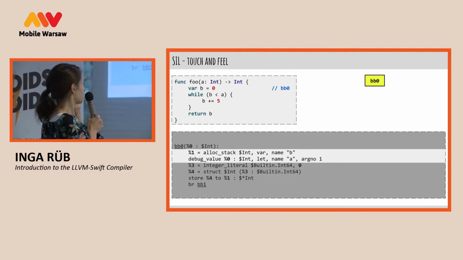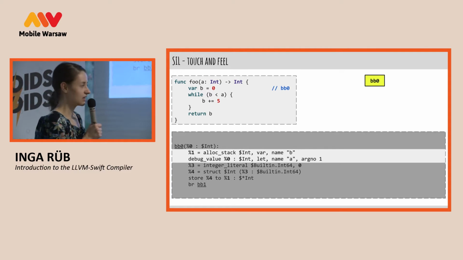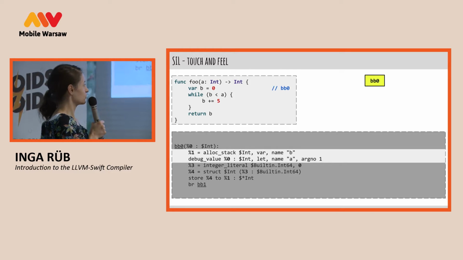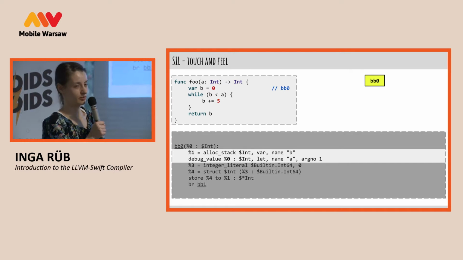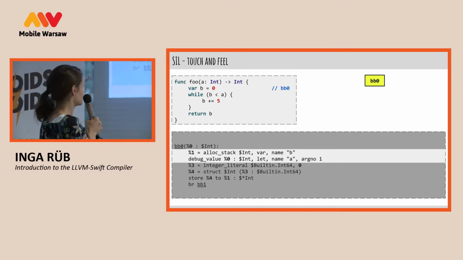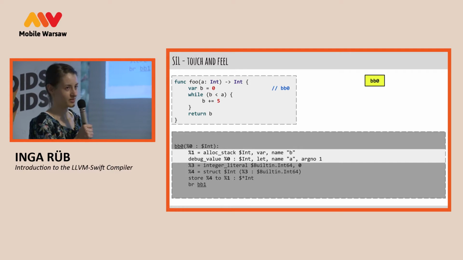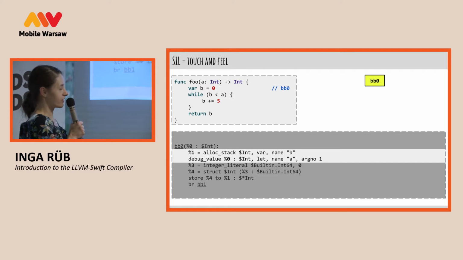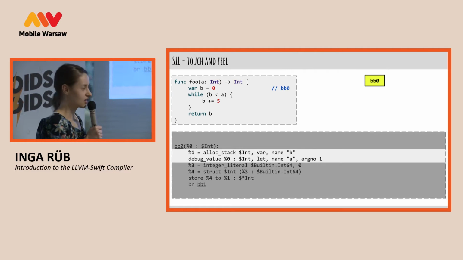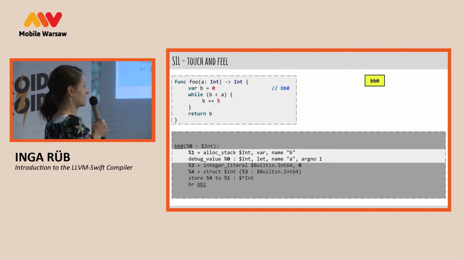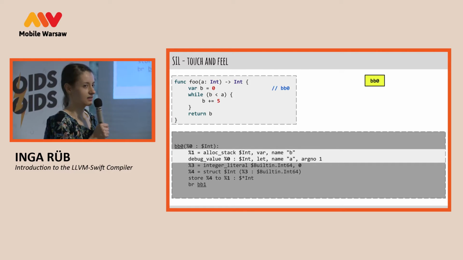So %1 is a variable. It contains the address to the value of variable b. Okay, these numbers %1, %2, %3, these are names for variables in SIL. And maybe you will notice a special thing about them. It is that each of these variables is assigned a value only once. And this is on purpose.